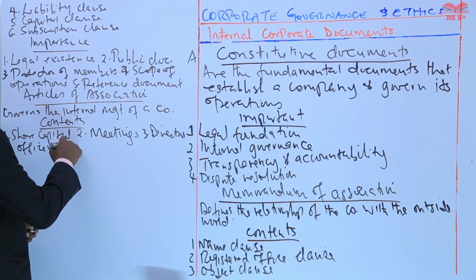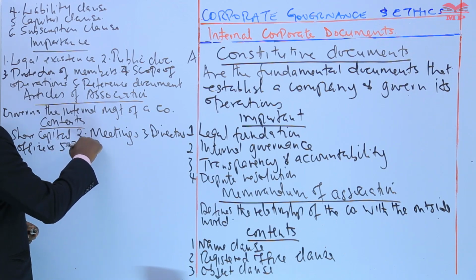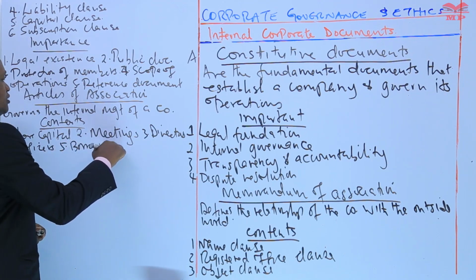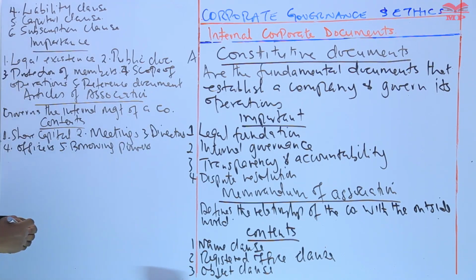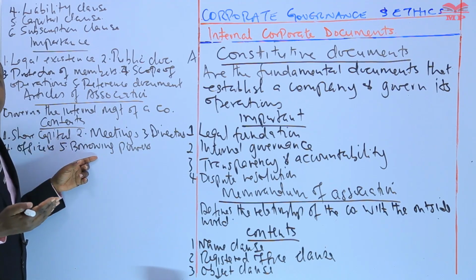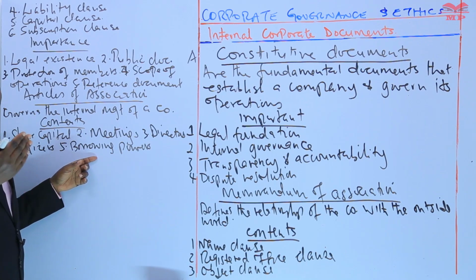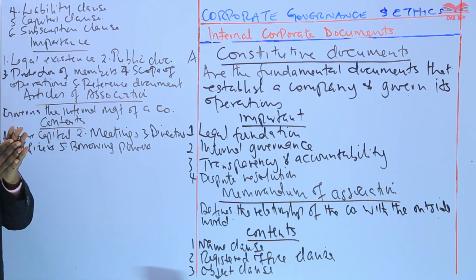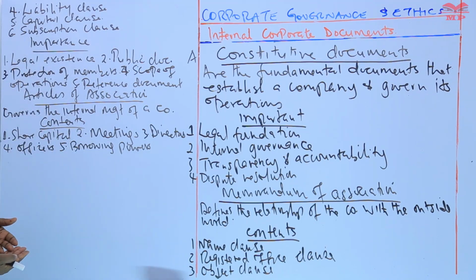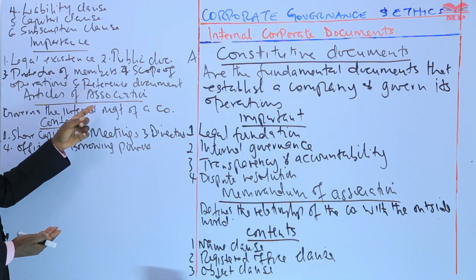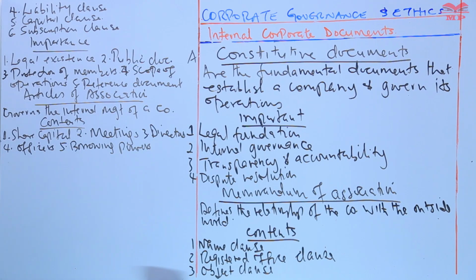Five, borrowing powers. These are rules regarding the company's borrowing powers, the limitations on borrowing, the procedures for issuing instruments like debentures, and so on. That is contained in the Articles of Association.